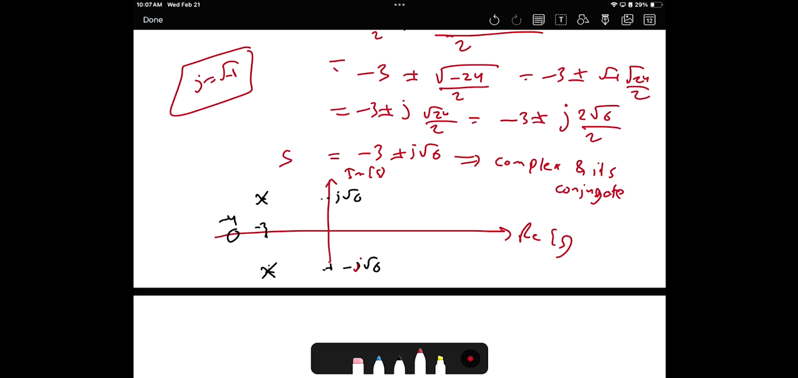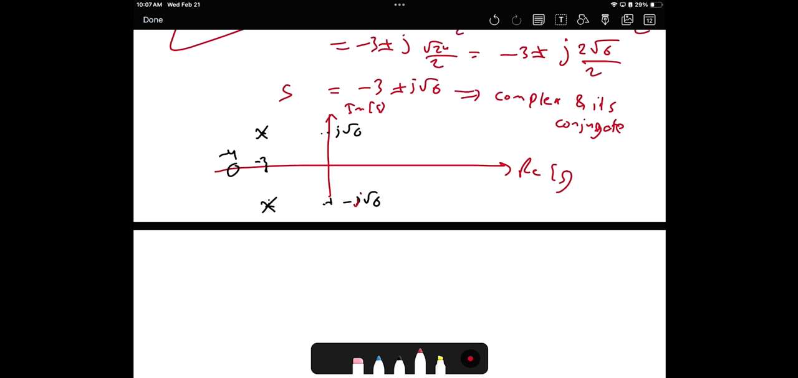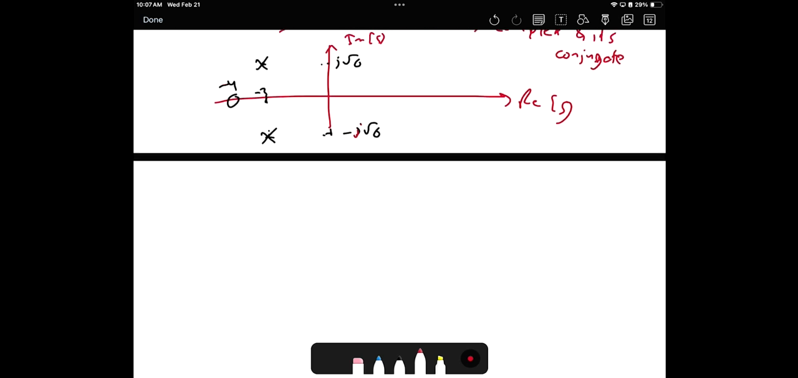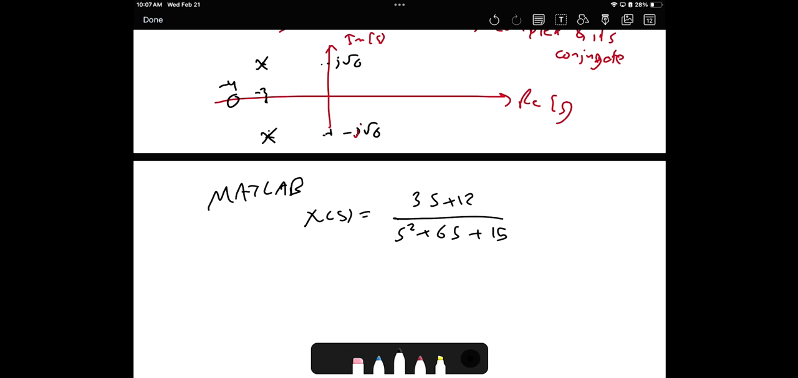Now, how can we do this in MATLAB? Actually, in MATLAB it can be easier, so I don't need to do the math. We will just define the numerator and denominator. In MATLAB, you need to put the coefficients of each one. So again, here is X of s: we have it as 3s plus 12 divided by s squared plus 6s plus 15.